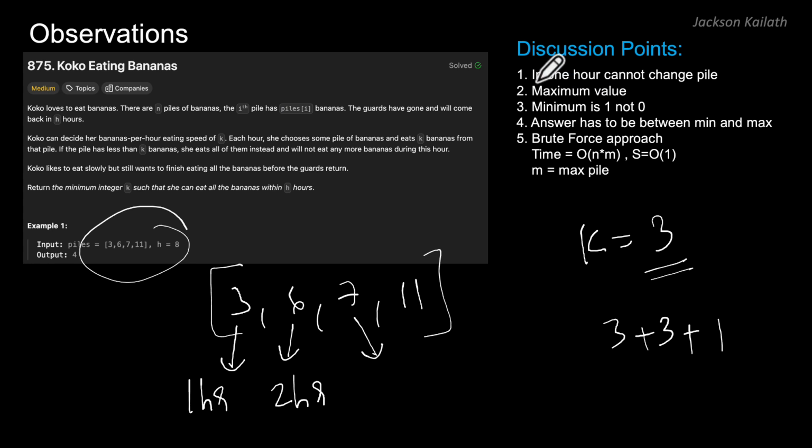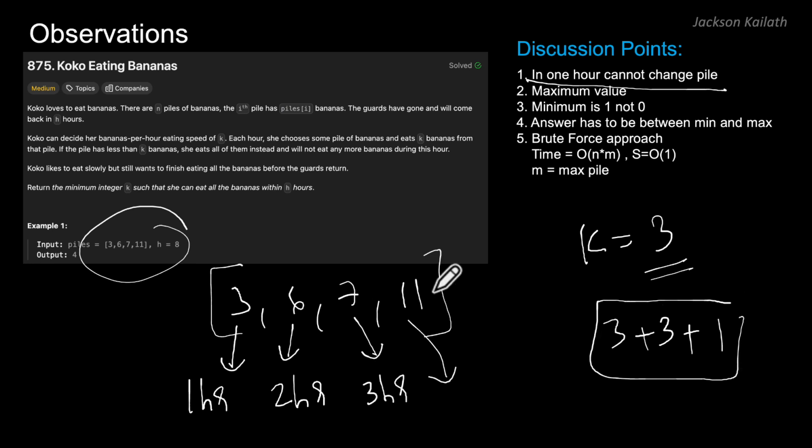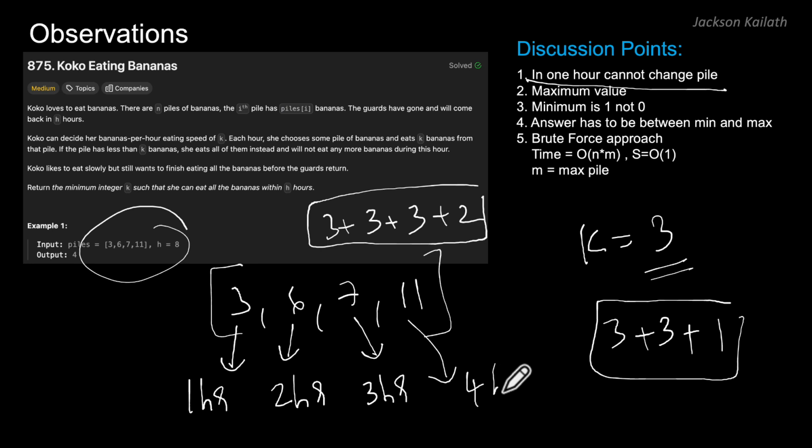She cannot change piles in an hour, so it would take her 3 hours to complete these 7 bananas. Similarly for 11, she would be eating 3, again 3, again 3. This is 9 bananas, and then she would be eating 2 bananas in the 4th hour. So it would take her a total of 4 hours to eat these 11 bananas, and that gives us a total of 4 plus 3 plus 2 plus 1, which is equal to 10 hours. So if her speed of eating bananas is 3 bananas per hour, she would need 10 hours to eat all of these bananas.